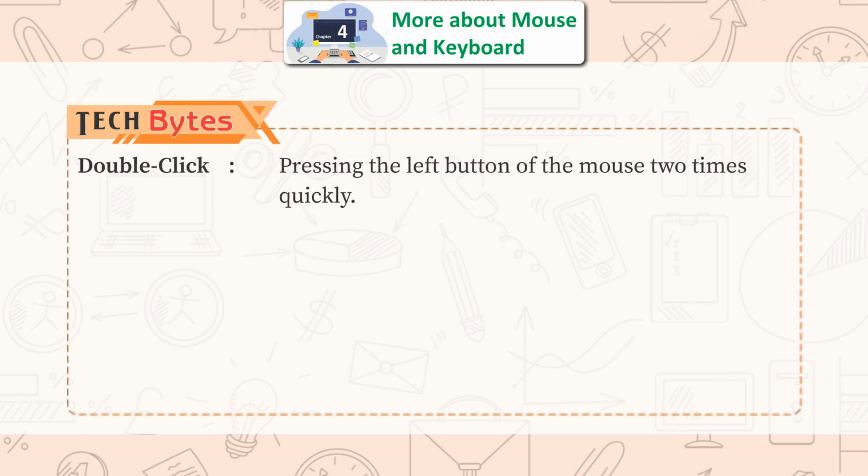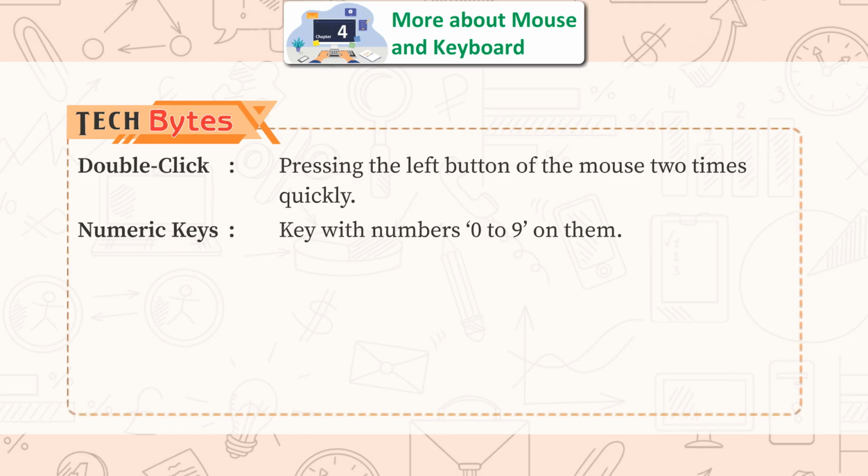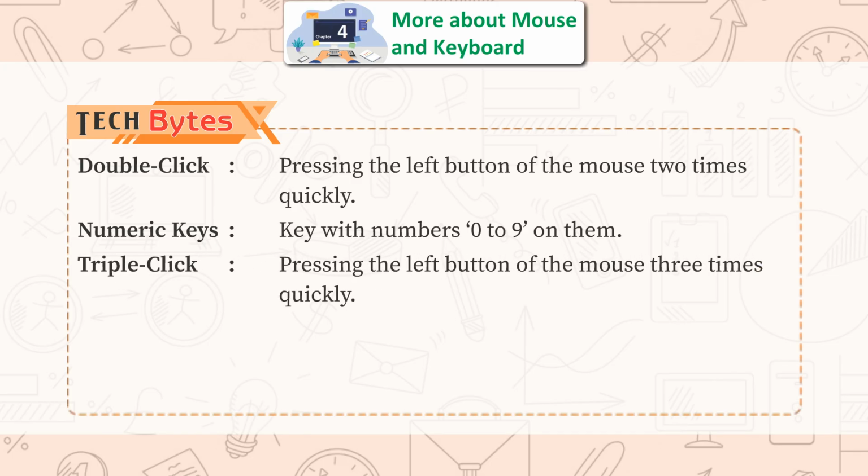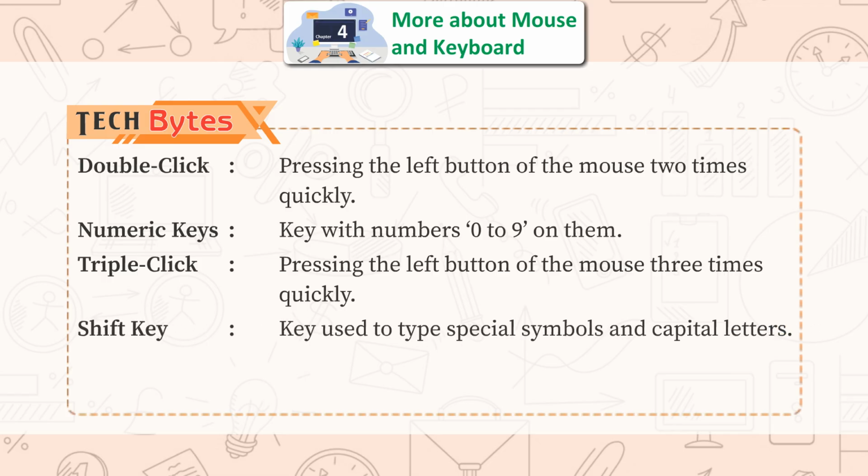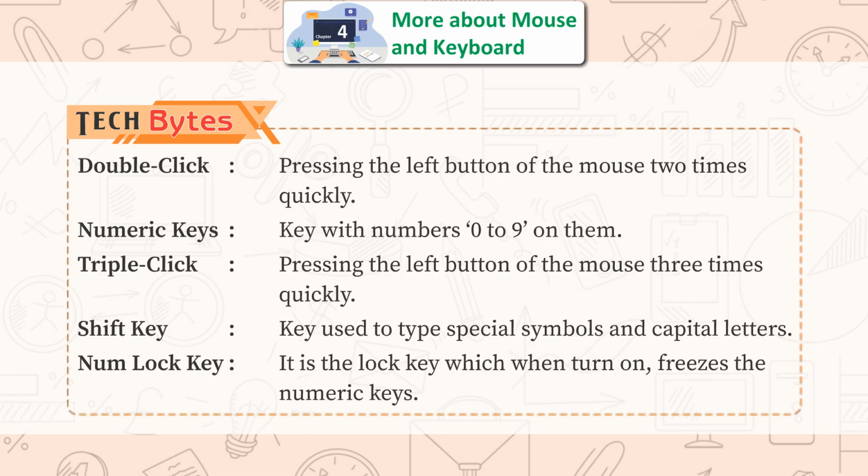Tech Bytes. Double click: pressing the left button of the mouse 2 times quickly. Numeric keys: keys with numbers 0 to 9 on them. Triple click: pressing the left button of the mouse 3 times quickly. Shift key: key used to type special symbols and capital letters. Numlock key: it is the lock key which when turned on freezes the numeric keys.